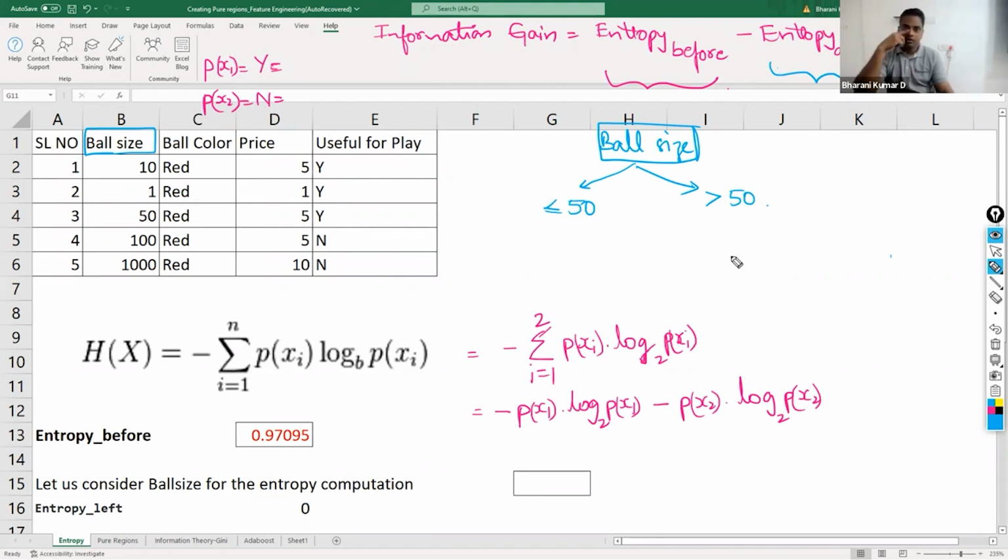Absolutely. You're right. Only for example, I'm showing this. But what if this is count data? This is not continuous data, but this is count data. Price is continuous, no doubt about that. Ball color is categorical, but this is count, right? Ball size, maybe it is count. Assume that it is count.